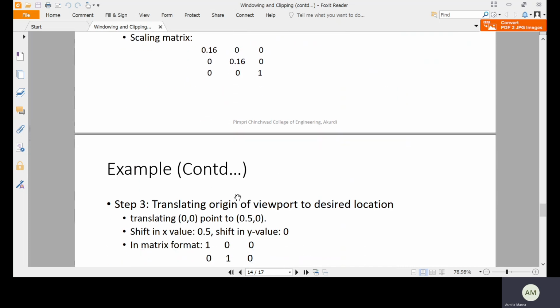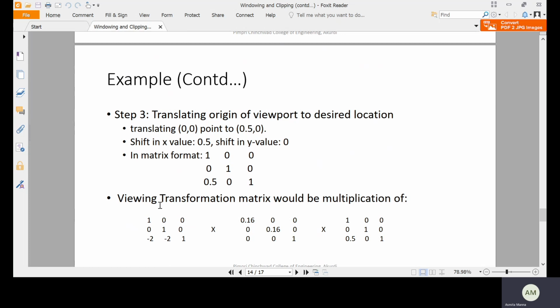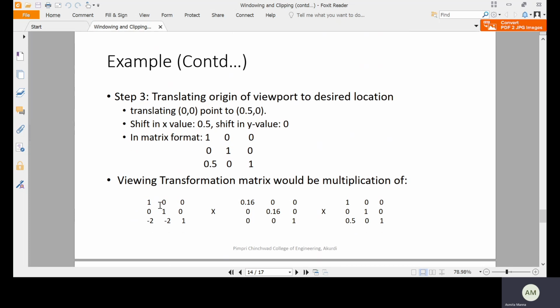Now we have to calculate the third matrix, that is the translation matrix. We have to translate the origin of the viewport to the desired location. We have to translate the (0,0) point to (0.5,0). So the shift in the x value is 0.5 and the shift in the y value is 0. In matrix format, it will be 1 0 0, 0 1 0, 0.5 0 1. Okay. Now, the viewing transformation matrix would be the multiplication of these three matrices.